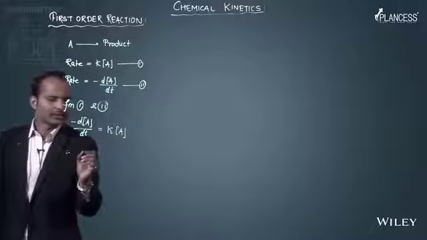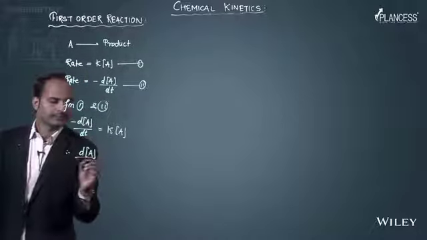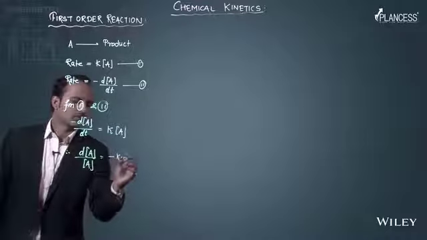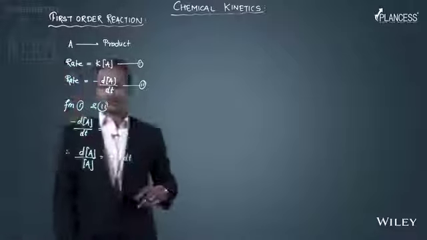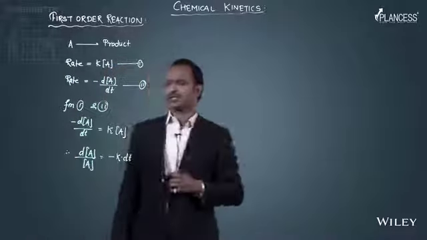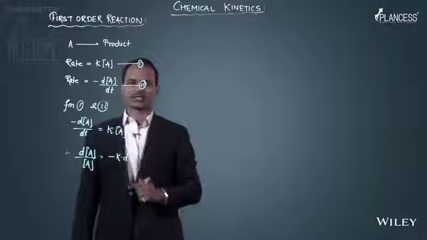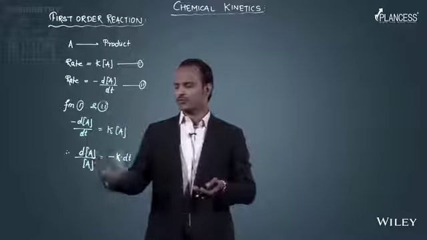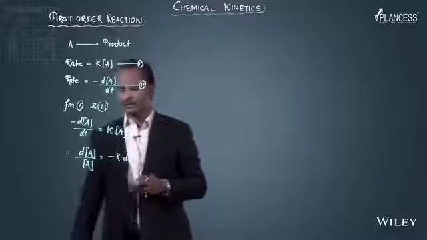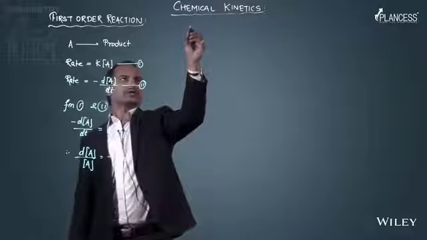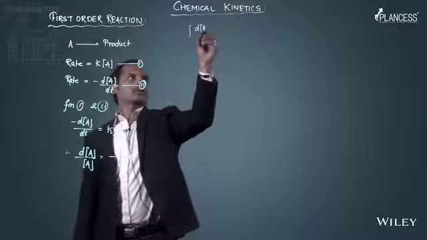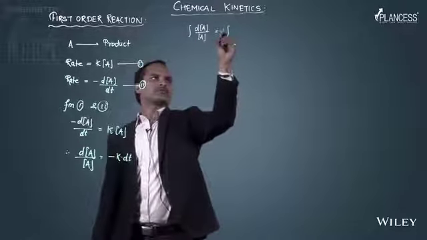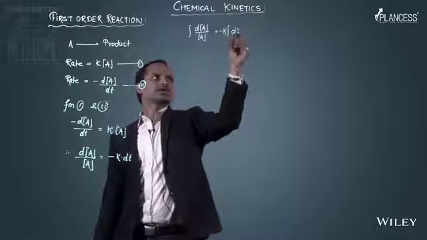Let us take A here, so we get dA upon A is equal to minus K, with dt on this side. The next step is integration, because these are small changes in differential form, and I want the formula for the full reaction. So we have to remove the differential form by integration. Integration of dA upon A is equal to integration of minus K, which is a constant, times dt.